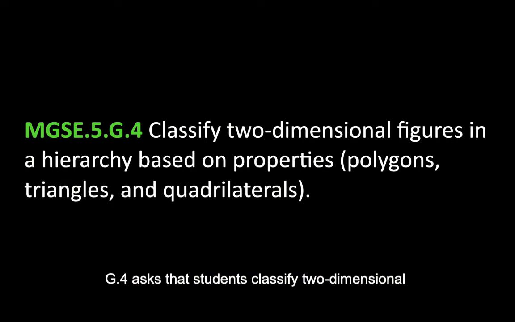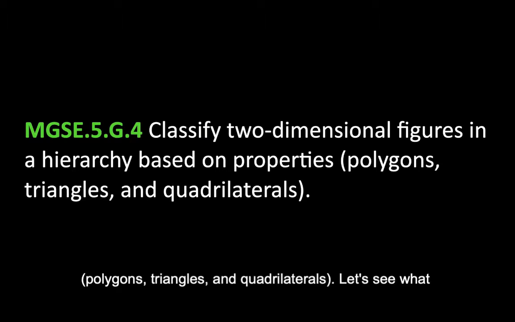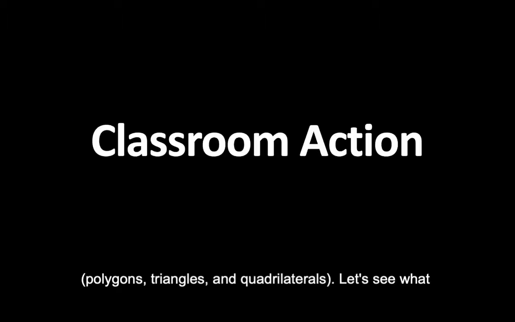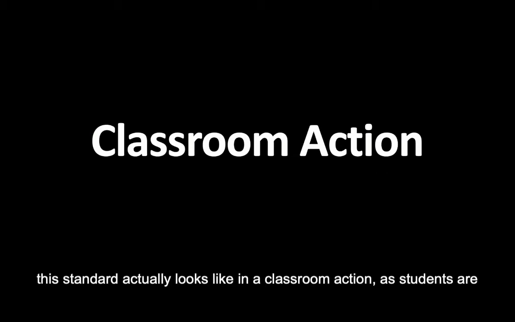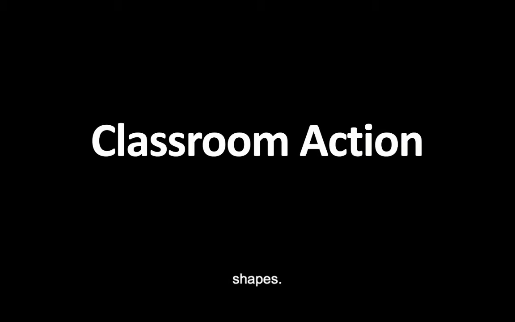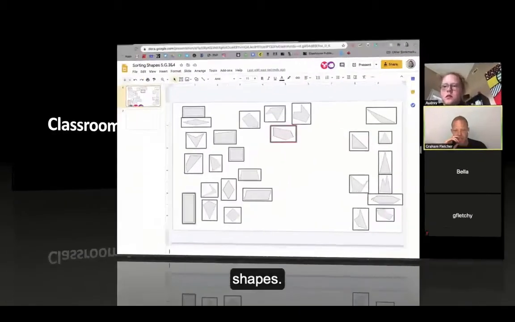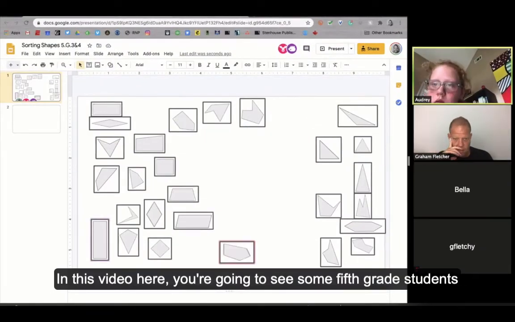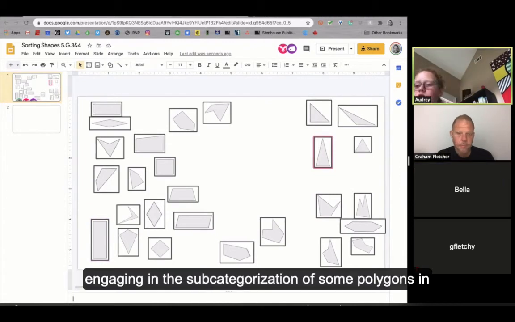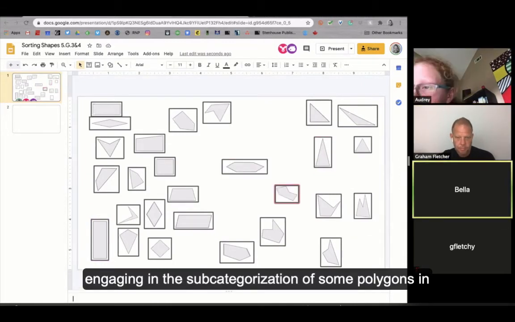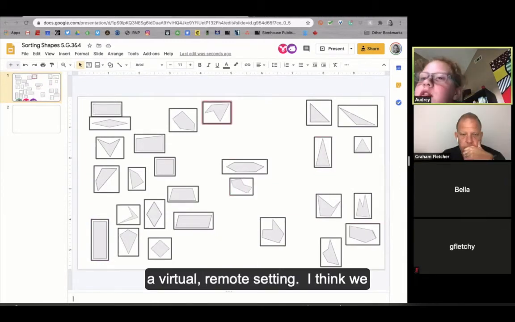G4 asks that students classify two-dimensional figures into a hierarchy based on their properties: polygons, triangles, and quadrilaterals. Let's see what this standard actually looks like in a classroom action, as students are using a hierarchy to go ahead and categorize and then subcategorize shapes. In this video here, you're going to see some 5th grade students engaging in the subcategorization of some polygons in a virtual remote setting.